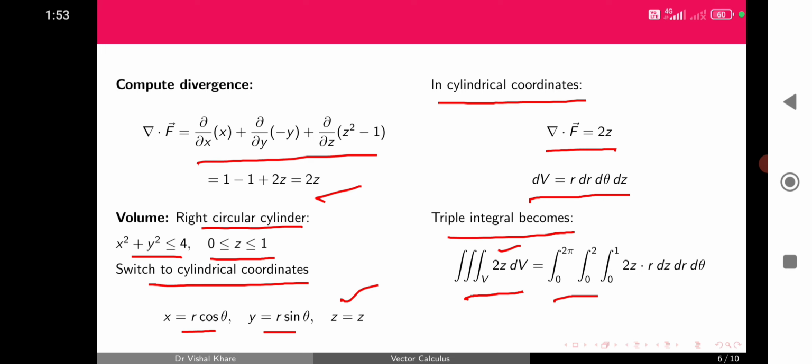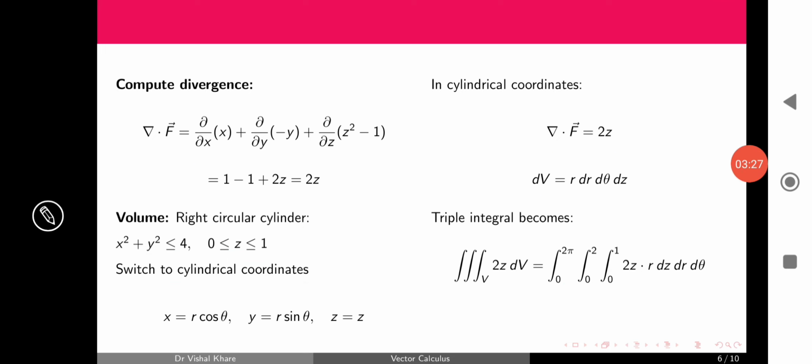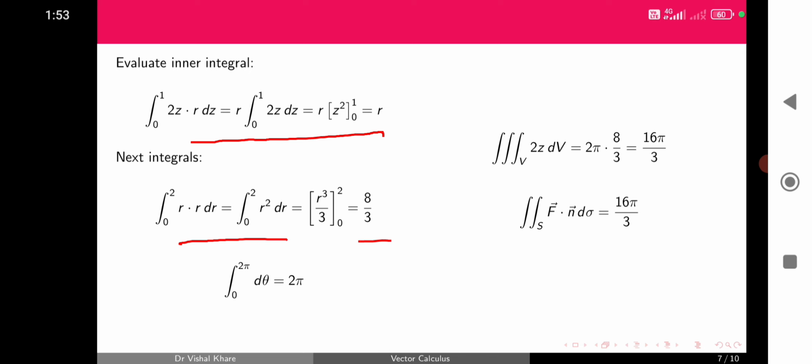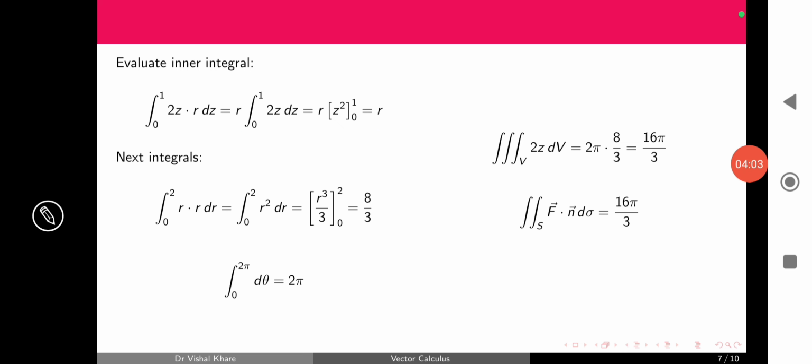So this will be the integral, and we'll solve this integral step by step. We get r when we solve with respect to z, and the next integral we solve with respect to r, that is equal to 8 by 3, and then with respect to theta, which is equal to 2 pi. So putting all these values here, we get 2 pi into 8 by 3, which is equal to 16 pi by 3. So the final answer is 16 pi by 3.